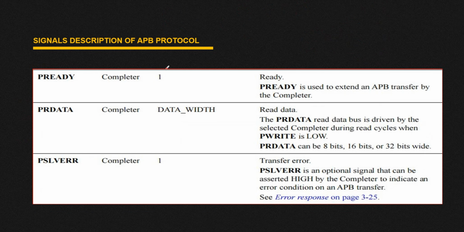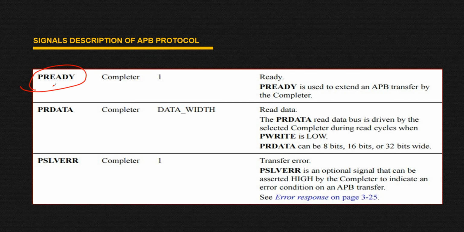Then we have this PREADY signal. This PREADY signal we are getting from your slave. If the PREADY signal is 1, that means my slave is ready to complete the transfer. And if it is low, that means my master has to wait until we get a PREADY signal from your slave.